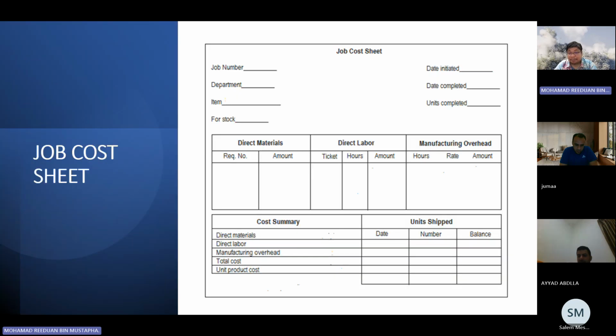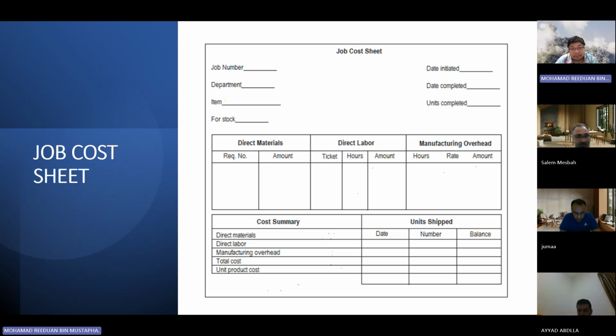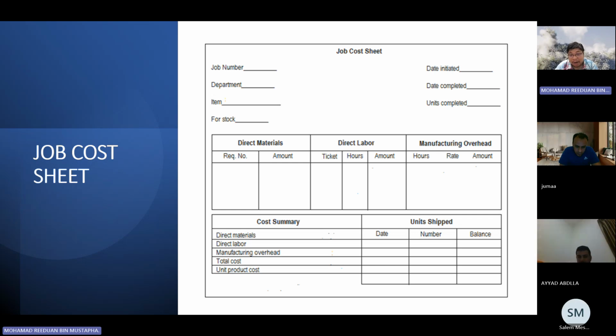Okay, so this is the example of the job cost sheet. The job cost sheet has a job cost number and a department which can monitor it, and they have a lot of information here. They can put in the direct material, direct labor, how much, and the manufacturing overhead. Then in the cost summary, they put the totals of the direct material and direct labor, and the units shipped to the customer will also be recorded in the job cost sheet.